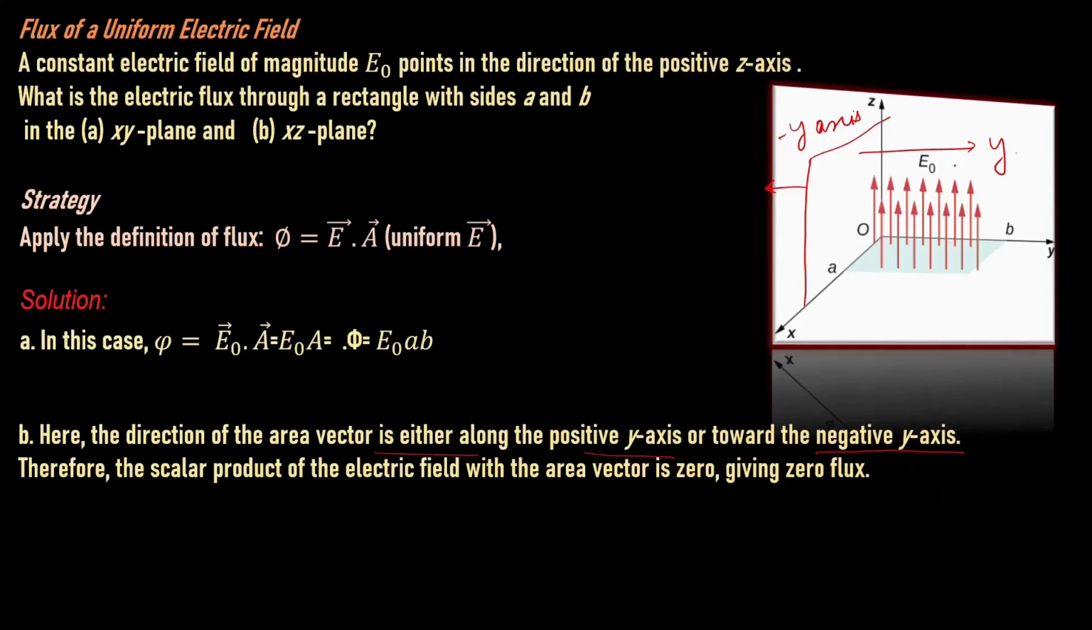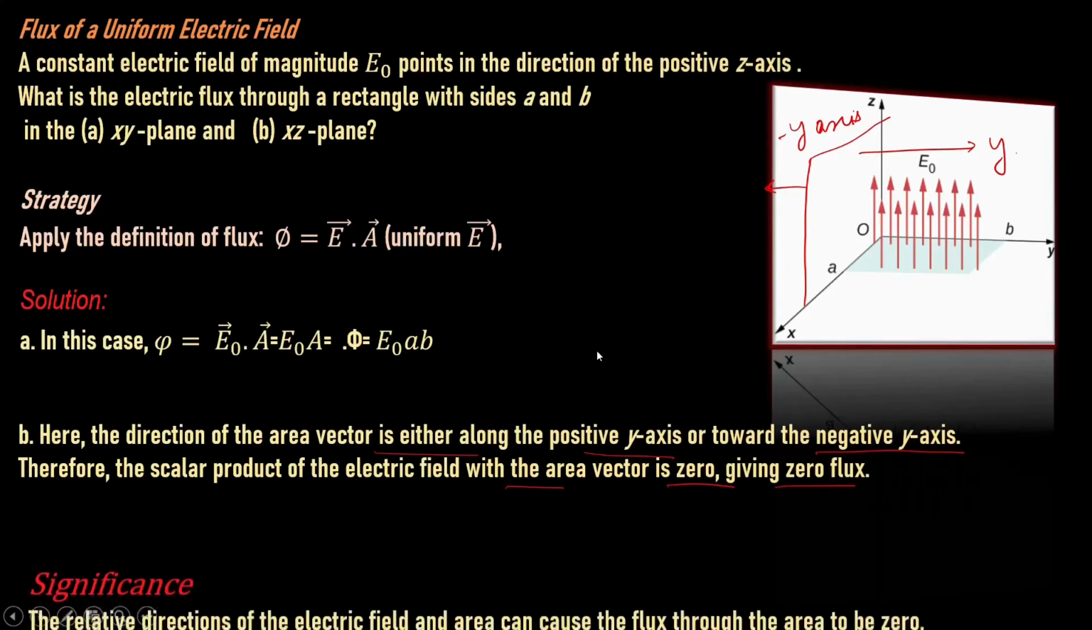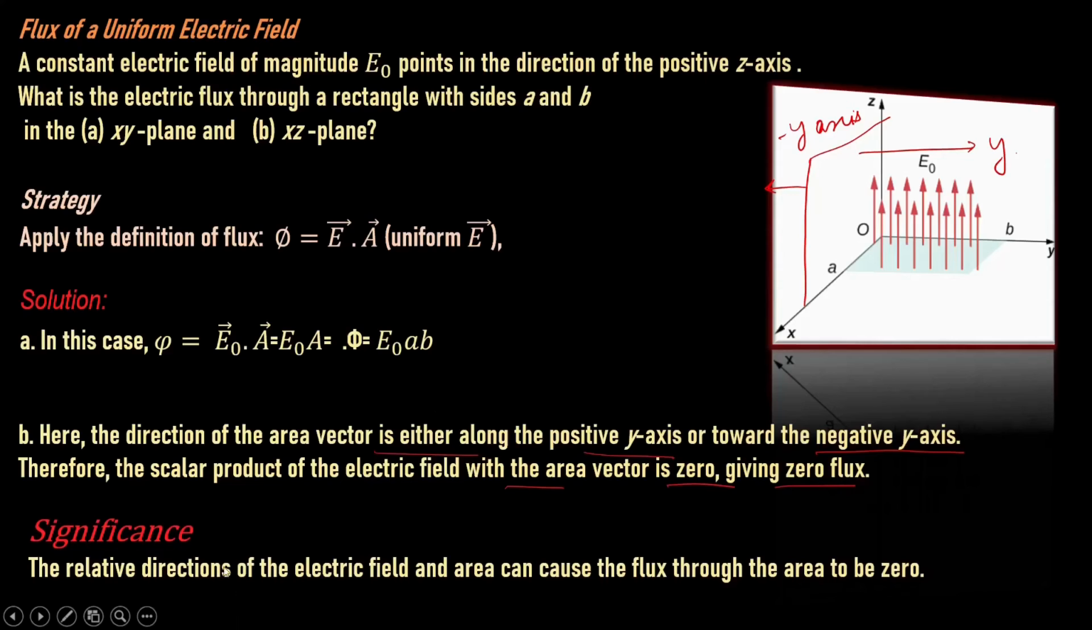In either of the cases, the angle comes out to be 90 degrees. Therefore, the scalar product of the electric field with the area vector comes out to be zero, giving us zero flux. So what is the significance of such questions? The relative directions of the electric field and area can cause the flux through the area to be zero. So the value of the flux is not always fixed.